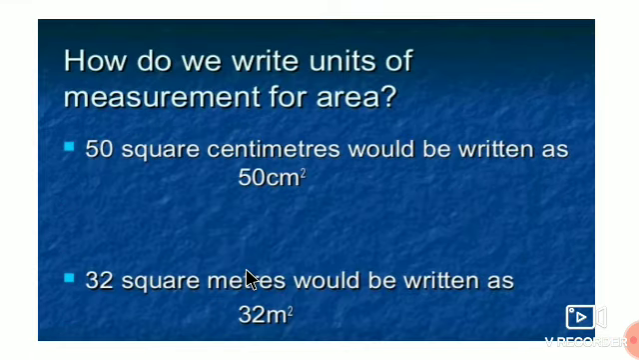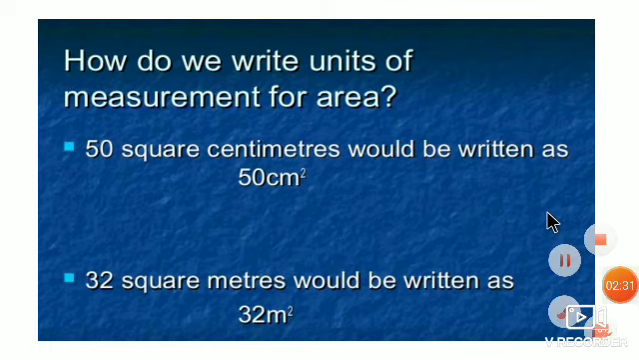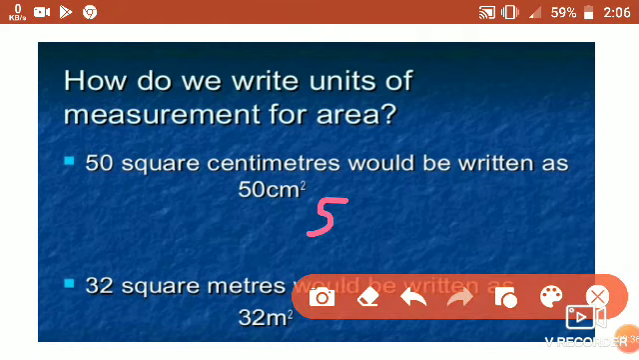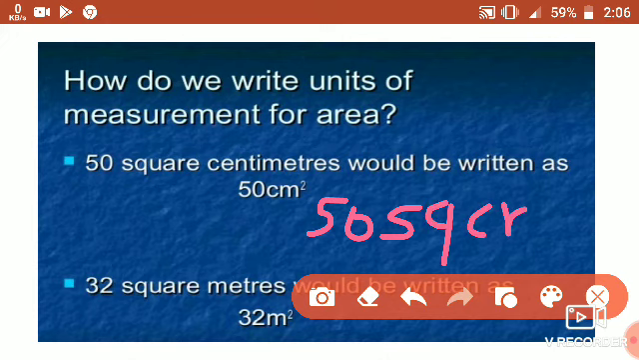Okay. Now how to write it? 50 square centimeters would be written as 50 centimeter square. Here, how to read it? 50 centimeter square. Or you can write it like 50 sq centimeter. This SQ denotes the square, and as centimeter is given, cm. So you can write this way, 50 centimeter square or 50 square centimeter.